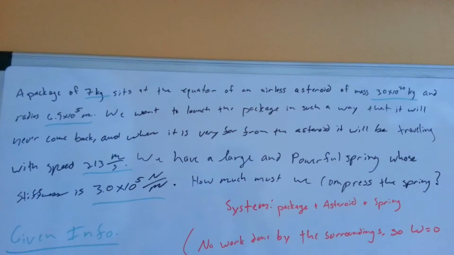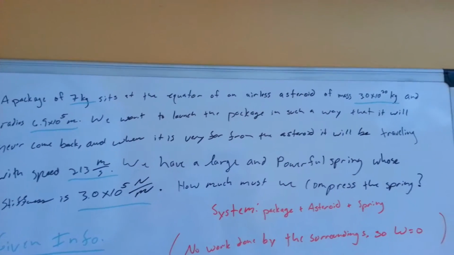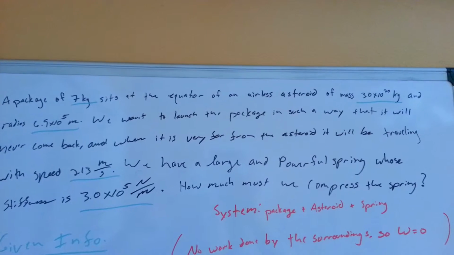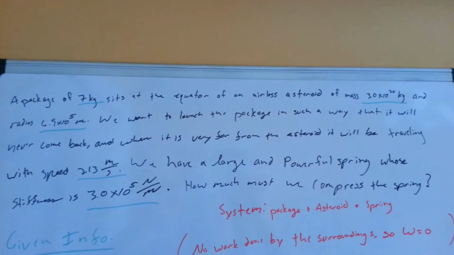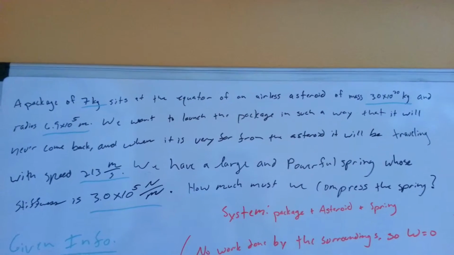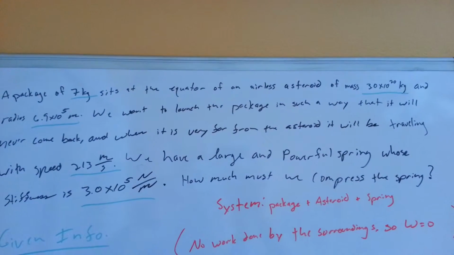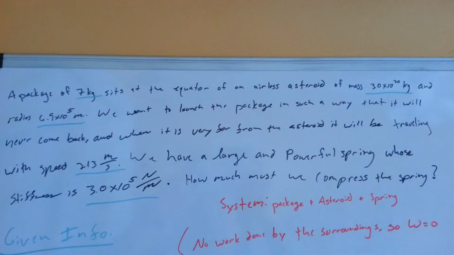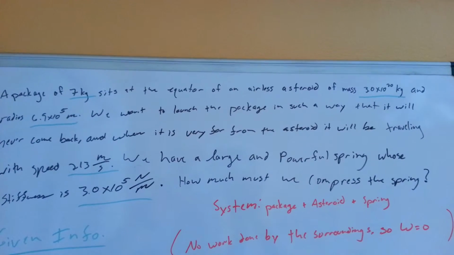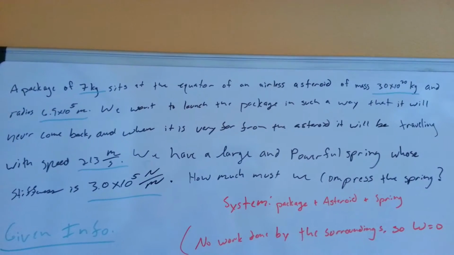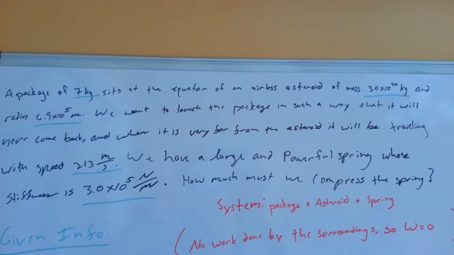A package of 7 kilograms sits at the equator of an airless asteroid of mass 3 times 10 to the 20 kilograms, and the asteroid has a radius of 6.9 times 10 to the 5th meters. So we want to launch a package off of this asteroid so it never comes back, and that when it is very far from the asteroid, it'll be traveling with a speed of 213 meters per second.